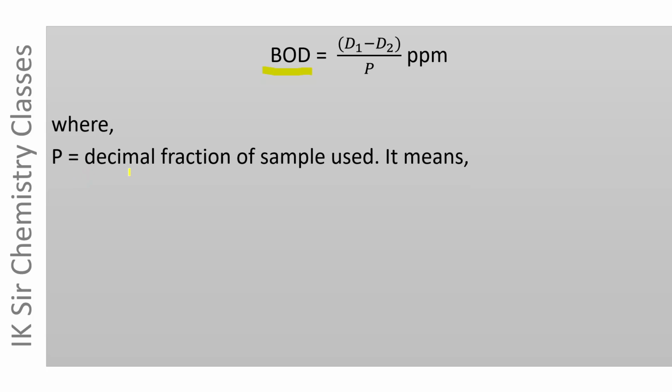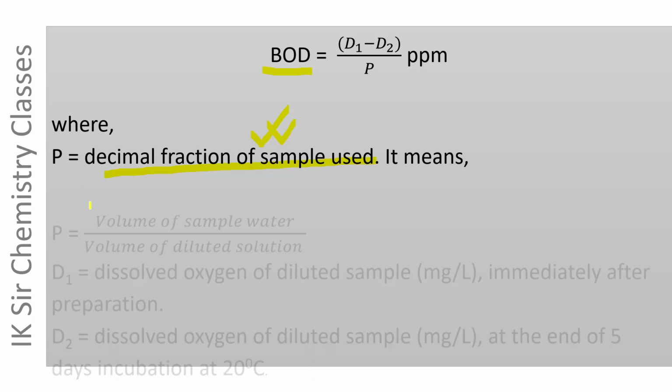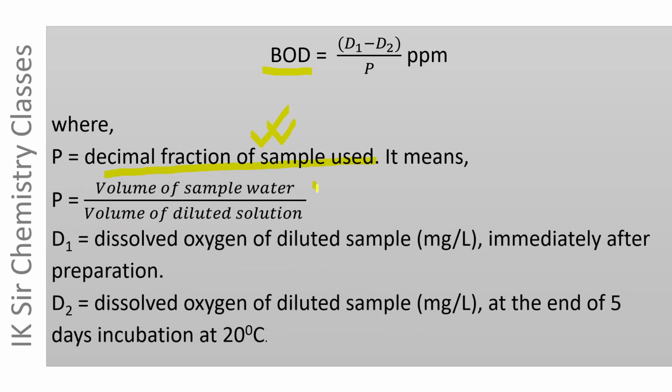Here P is the decimal fraction of water sample used. It means P is the volume of water sample divided by the volume of diluted solution. The water sample has a certain volume, and it is diluted with the help of distilled water to another value. Initial volume of water sample divided by volume of diluted solution is equal to P, which is called the decimal fraction of the sample used.